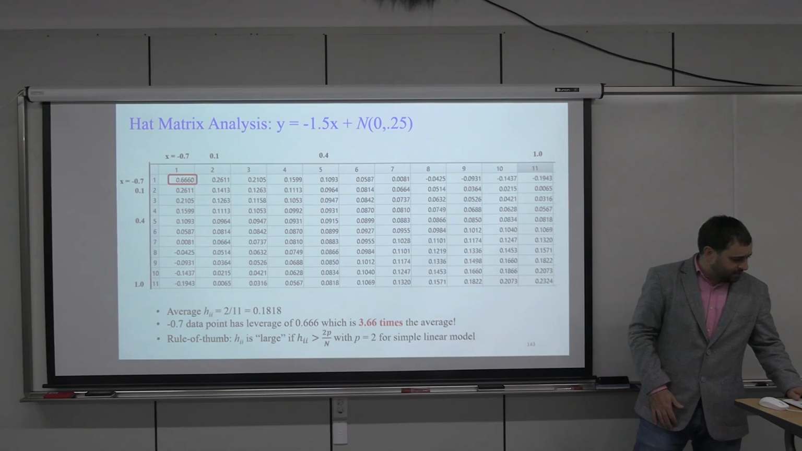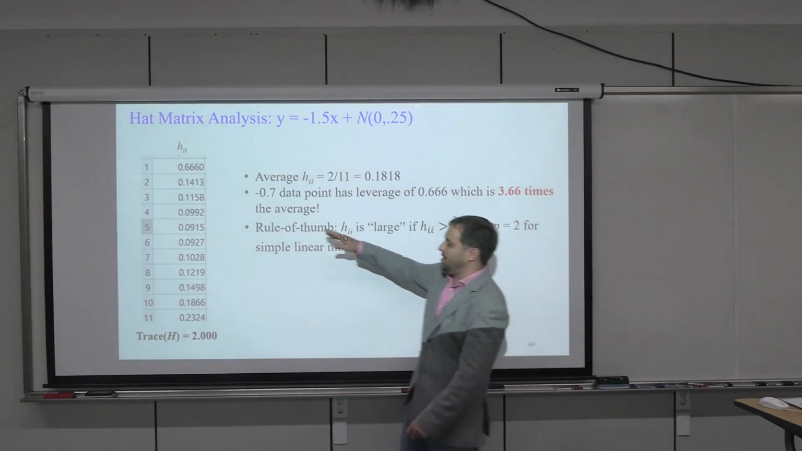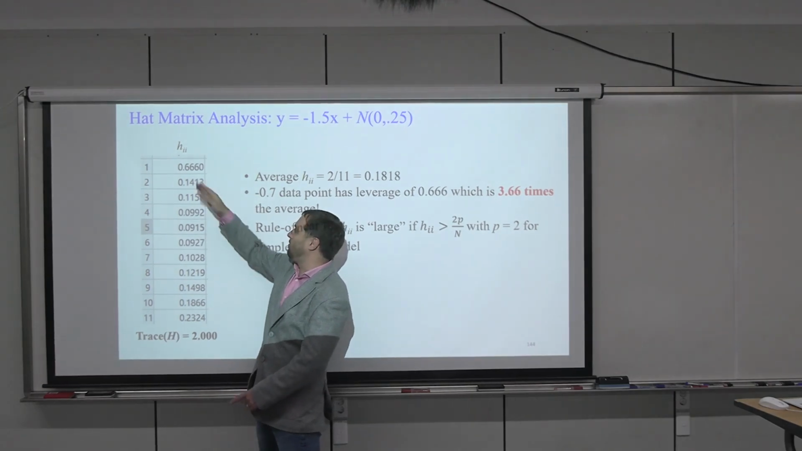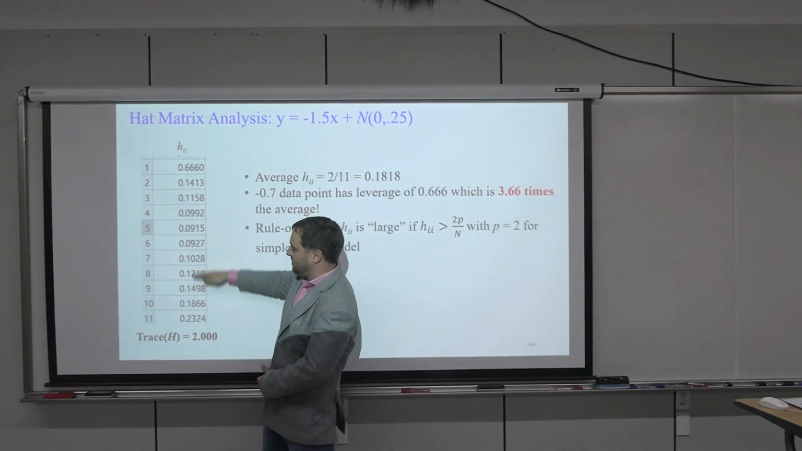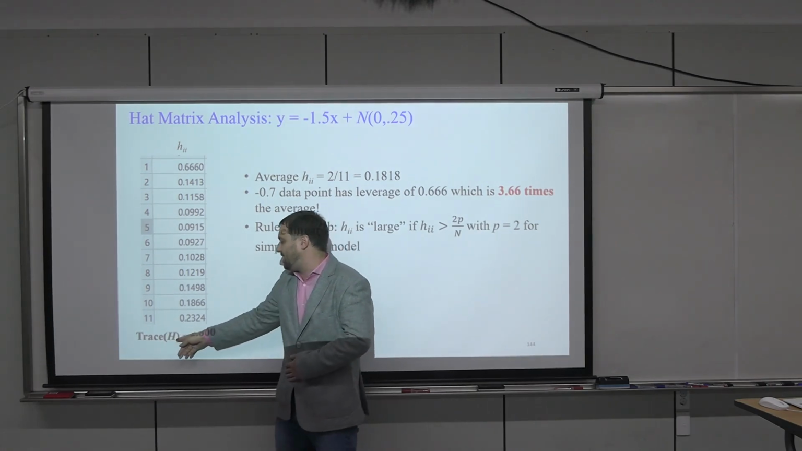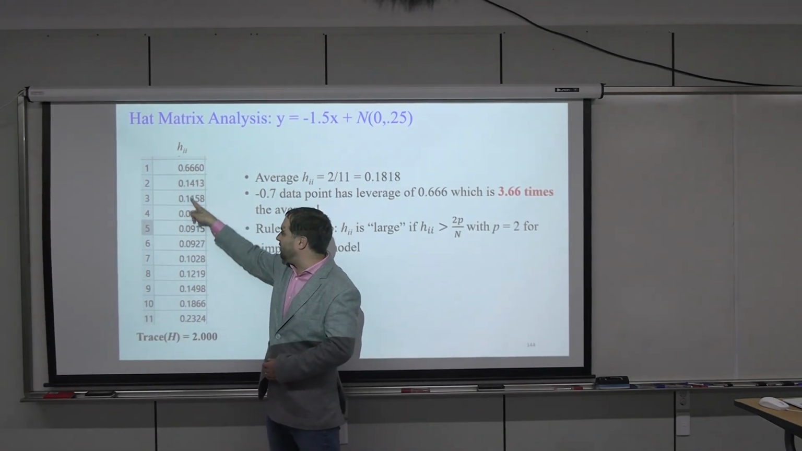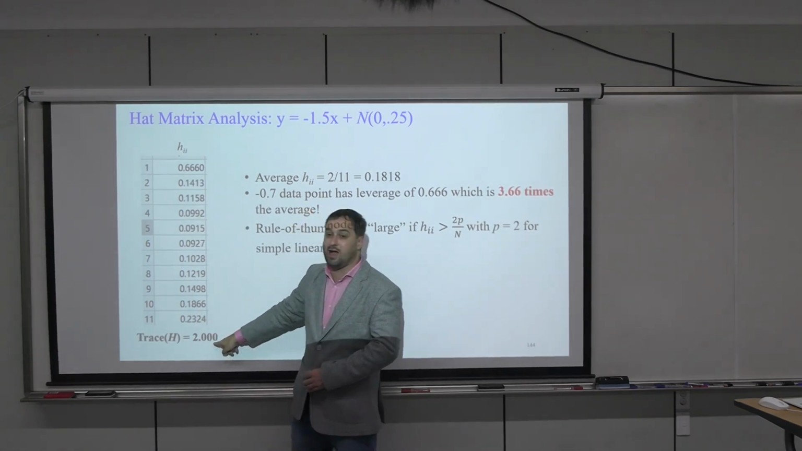Let's look at this in a little bit more detail. Now I've just plotted all of them. This is the trace of H. The trace of H is the sum of the diagonal entries, and you can confirm this yourself: all of these 11 numbers add up to 2.